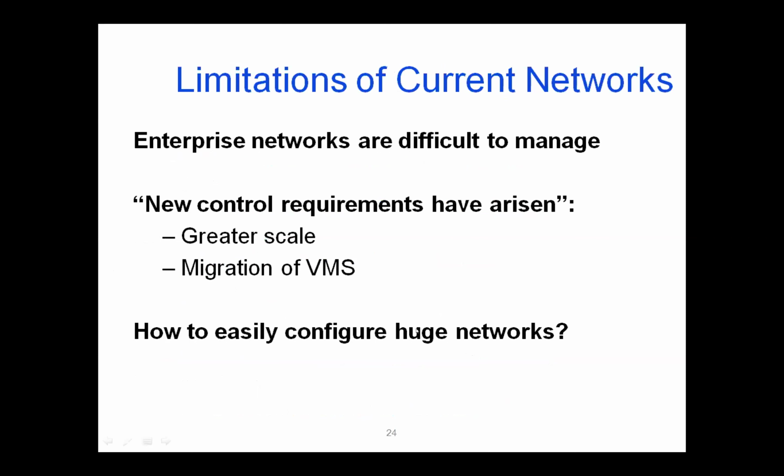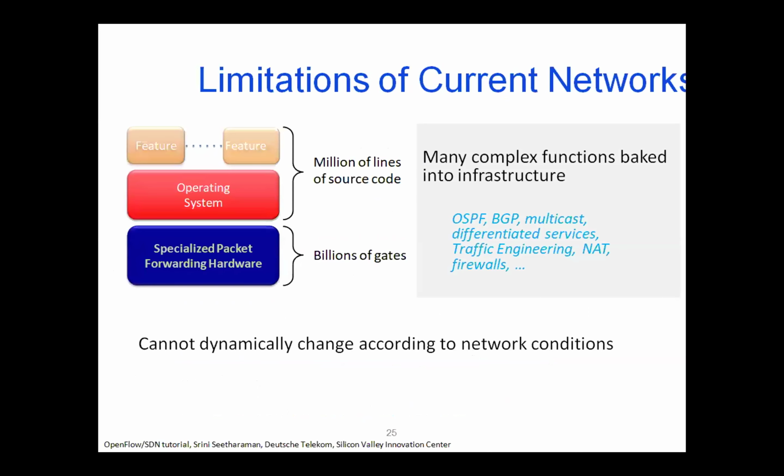So what are the limitations of current networks? Enterprise networks are difficult to manage and new control requirements have arisen. We want greater scale and migration of virtual machine systems, and to easily configure and use the network. The limitations of current networks are that many complex functions are baked into the infrastructure: millions of lines of source code, operating system features, billions of gates, specialized backend forwarding hardware, OSPF, BGP, multicast, differentiated services, traffic engineering, NAT, firewall. So it cannot dynamically change according to network conditions.